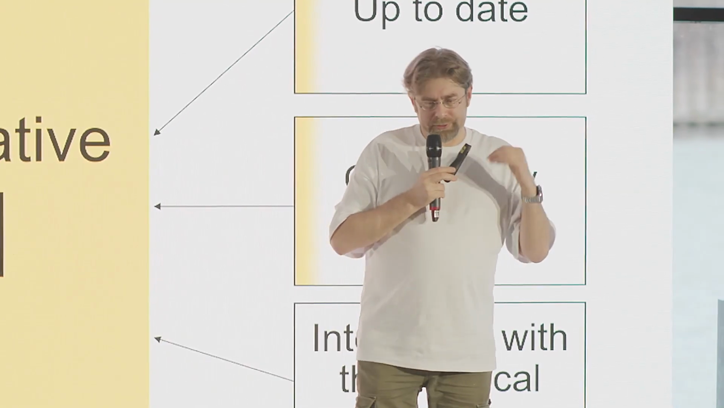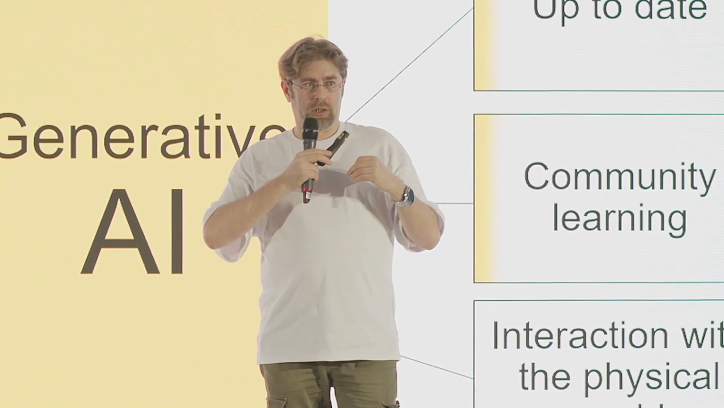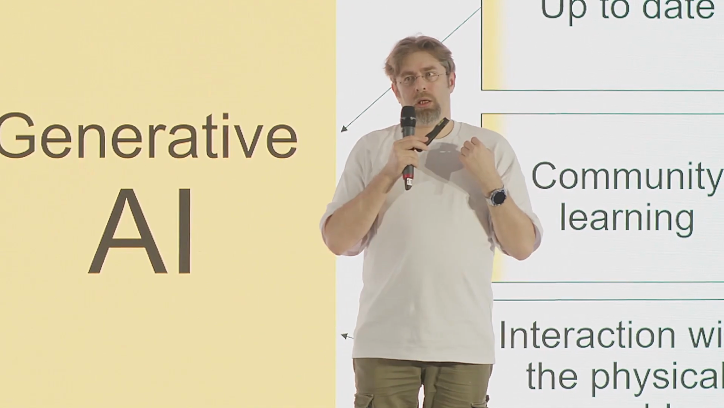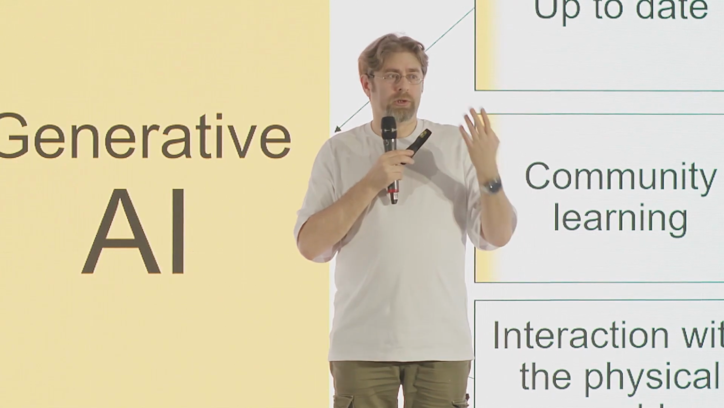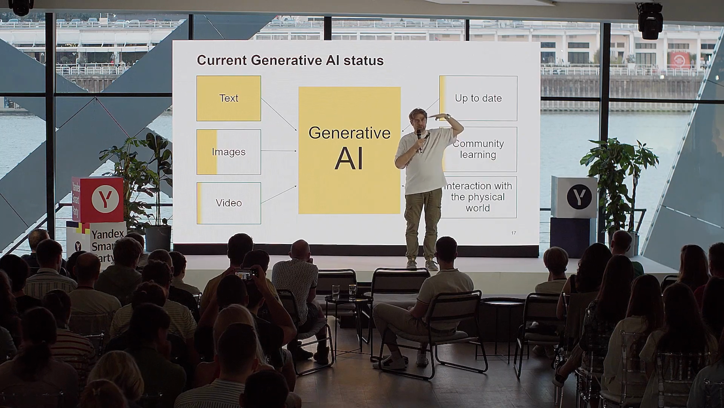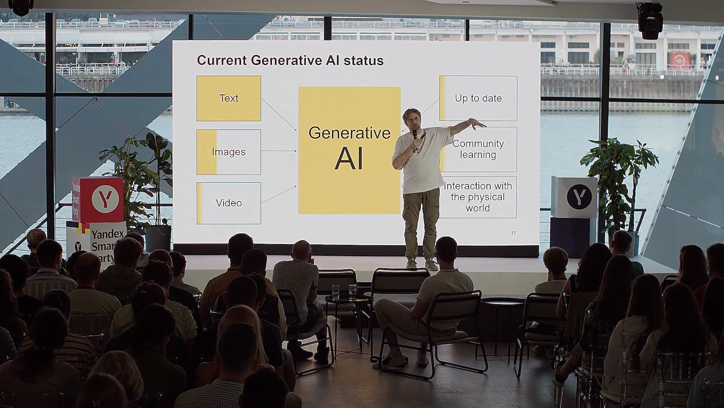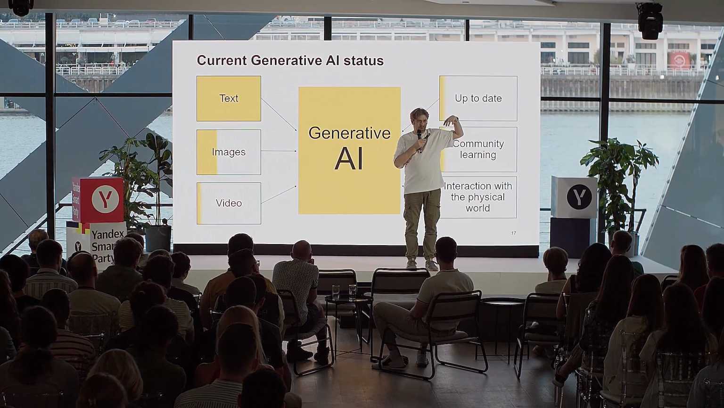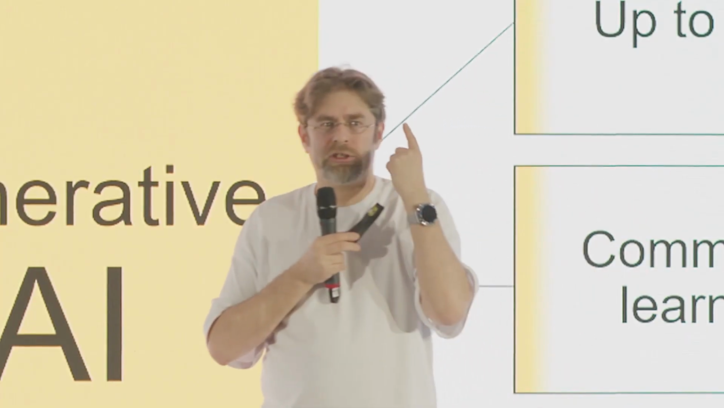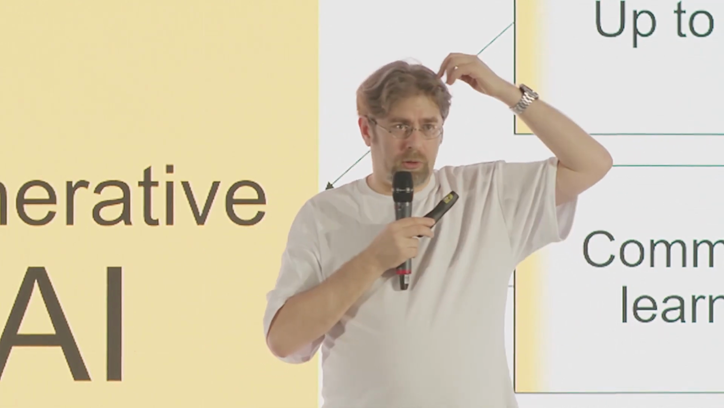And the next important point is community learning. How do we humans learn? We don't learn alone. Our level of intelligence strongly depends on the level of intelligence of our society. We're a distributed learning system. Each of us is just one node on a distributed learning system.